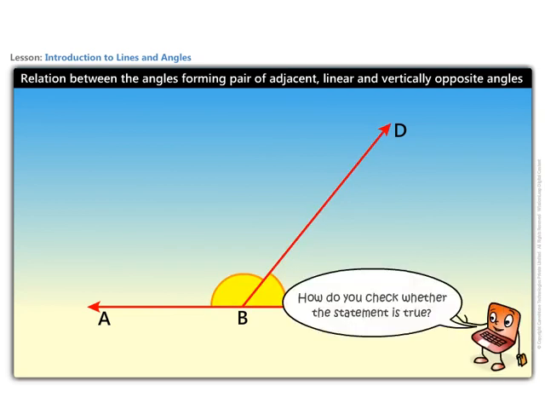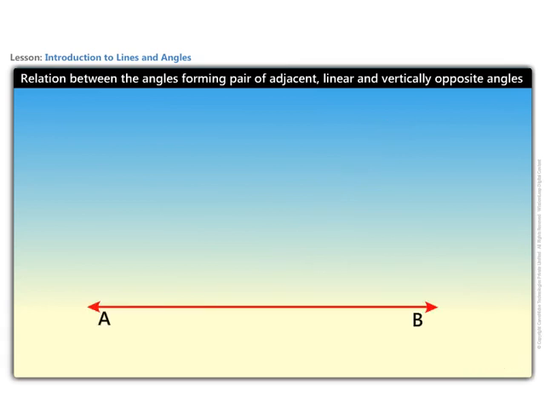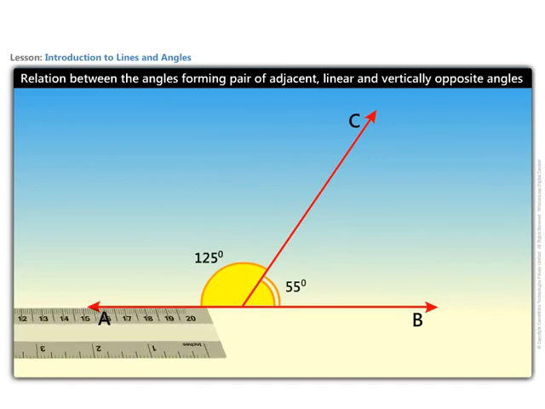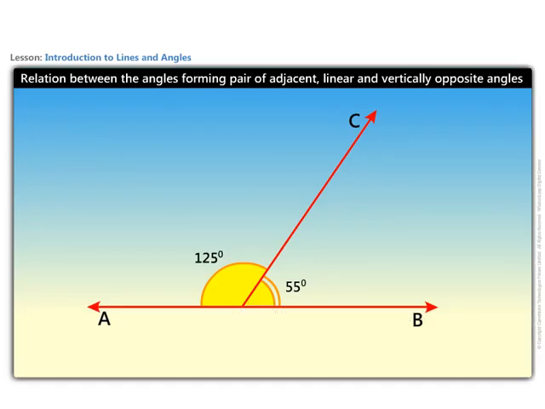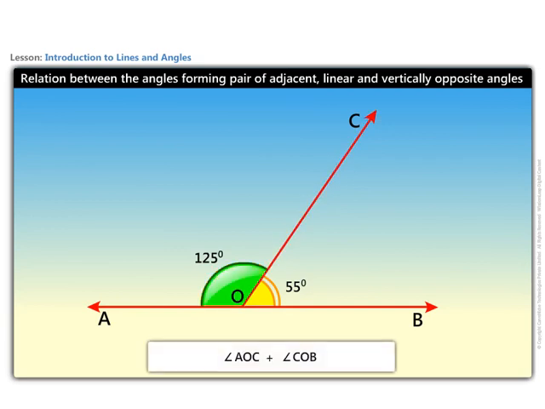How do you check whether the statement is true? To check this, draw two adjacent angles of different measure and keep a ruler along one of the non-common arms and observe whether the other non-common arm also lies along the ruler. Yes, both the non-common arms lie along the ruler, that is, points A, O, B lie on the same line and ray OC stands on it. Also, the total sum of the measure of angles AOC and COB is equal to 180 degrees.